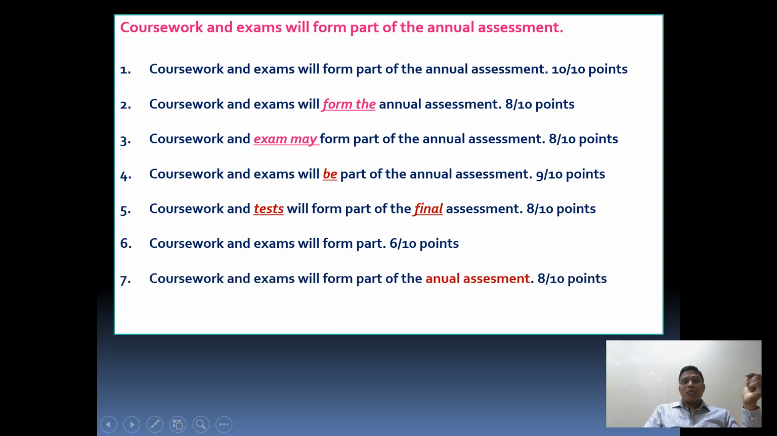And coursework and exams will form part of the annual assessment. So if you look at the seventh scenario, "annual," you could not write the correct spelling. "Assessment" also you could not write the correct spelling. So you will not get points for those 2 words. But the rest of the words you'll get, because all those words are correct as far as grammar is concerned.